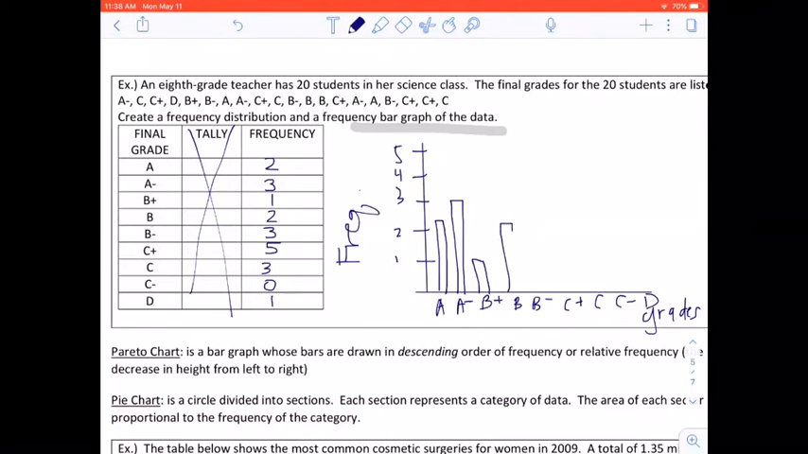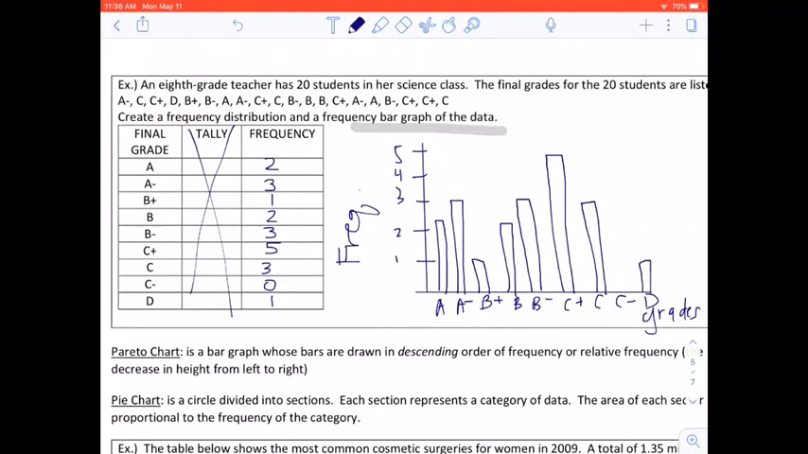So we have 2 for B's. B minus has 3. C plus has 5. C's have 3. C minus, there is nothing. We just leave a space there. And then for D, we have 1.